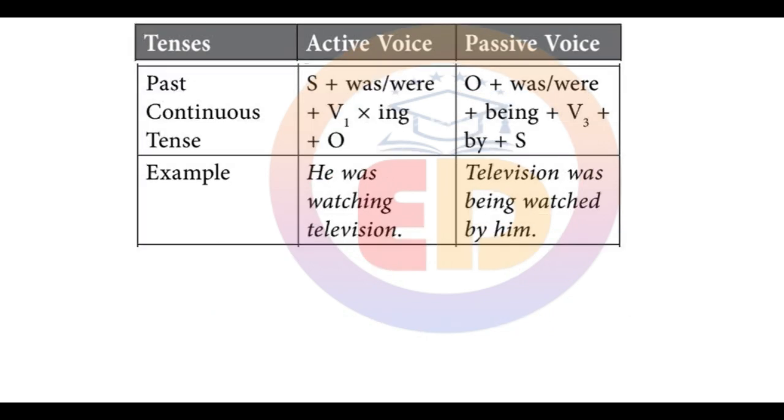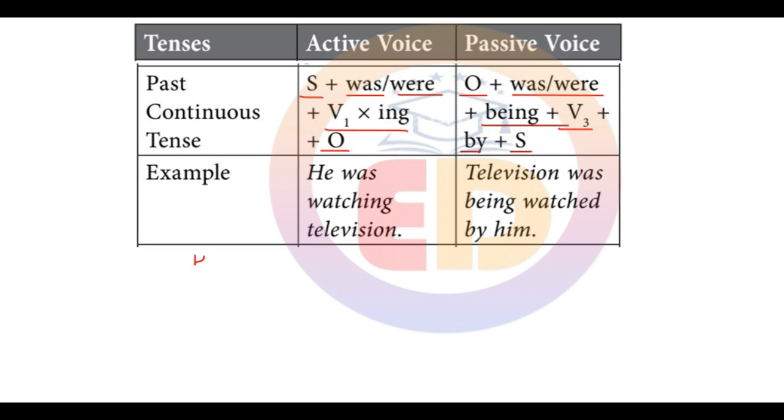Past continuous tense. The construction in the active voice is subject plus was or were based on the subject plus V1 plus ing form and the object. And in the passive voice, it will become object plus was or were plus being plus third form of the verb followed by by and the subject. Let's look at the example.